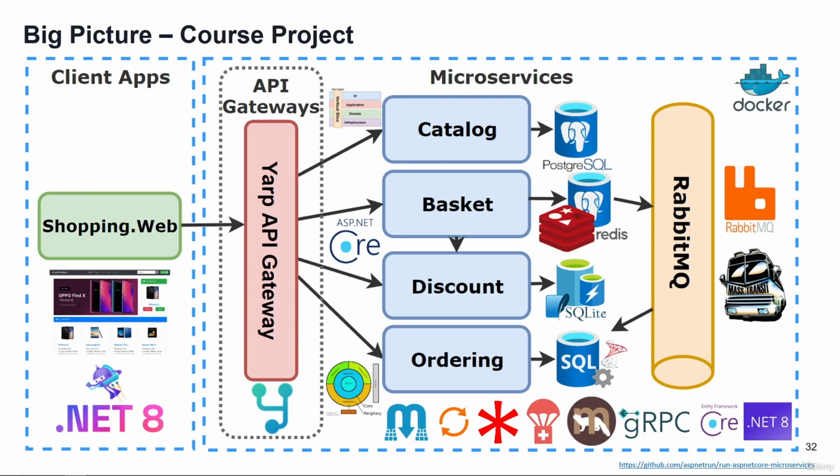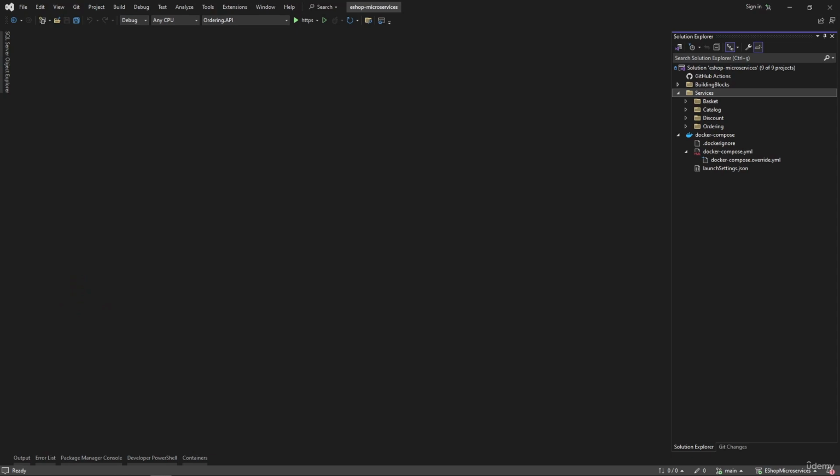So let's get started. Please open Visual Studio. Here you can see that I have already cloned our repository and opened the Visual Studio solution. And in here you can see that we have a Docker Compose. We are going to run this Docker Compose using Visual Studio.